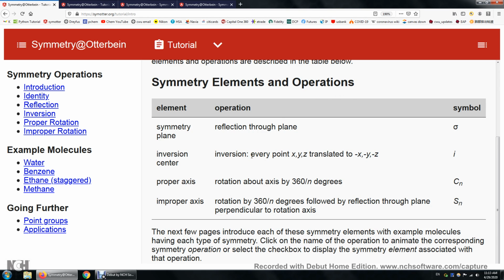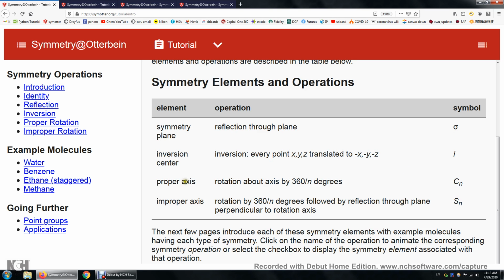There's nothing to talk about the identity operation because you just do nothing. How about symmetry plane? The corresponding operation is reflection through the plane. The symbol is sigma. Inversion center has, of course, a corresponding inversion operation. So every single point has coordinates x, y, and z. You just need to change their signs to negative x, negative y, negative z. The symbol for inversion center is i.